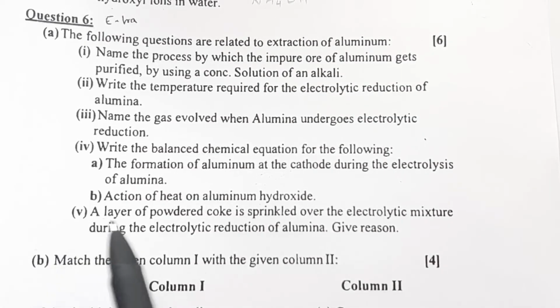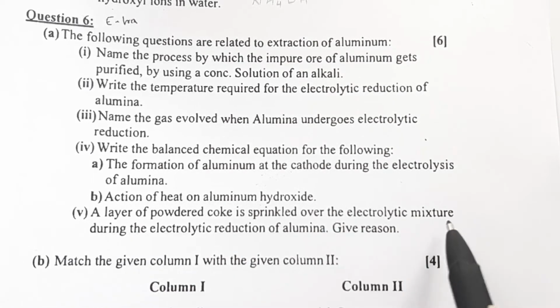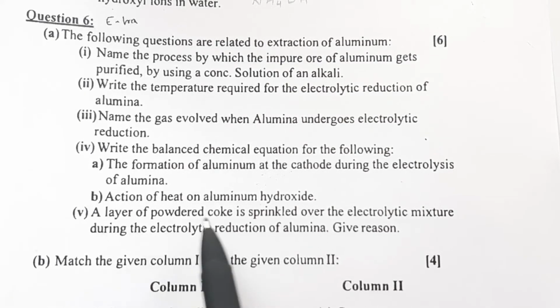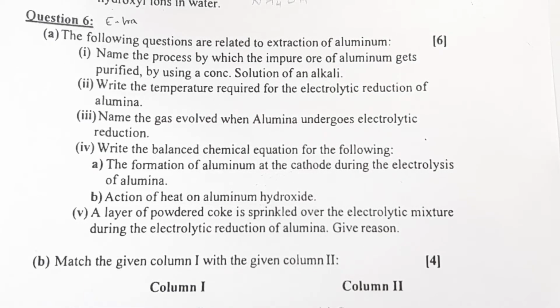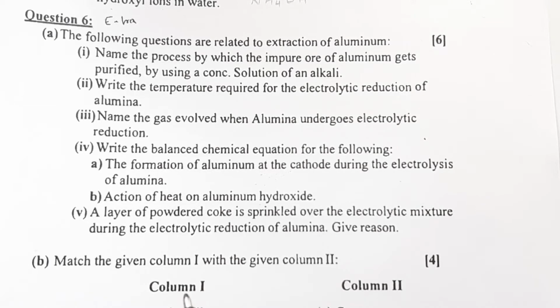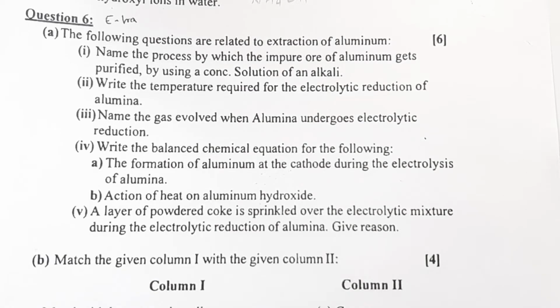Let us come to the fifth subpart. A layer of powdered coke is sprinkled over the electrolytic mixture during the electrolytic reduction of alumina. Give reason. Now this powdered coke is going to prevent the oxygen from oxidizing the graphite anodes. The carbon in the graphite anodes is going to get consumed because of that oxygen which is liberated. So it's going to prevent that, and also it is going to prevent the heat from escaping the electrolytic bath. So we have to write just that.